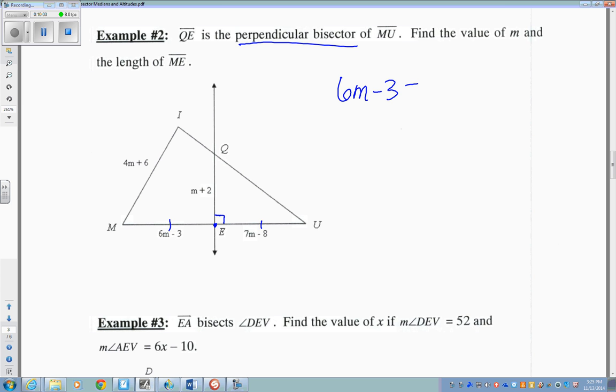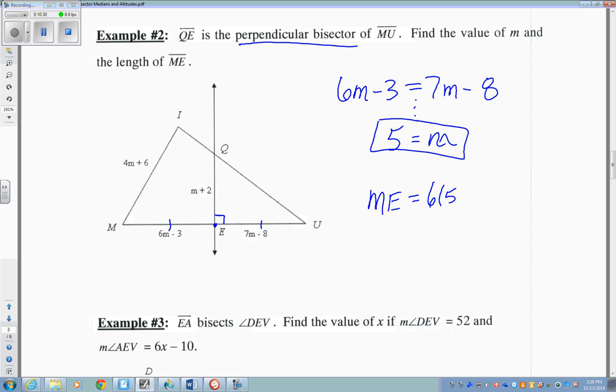6m minus 3 is equal to 7m minus 8. What is m going to equal? Yeah, m equals 5. All right, they want us to find the length of ME. Yeah, 27. Are we okay there? Kind of understand taking the key information, using that to problem solve. Yeah, that would just be extra information, yes. And sometimes they do that. I'm glad you saw that.